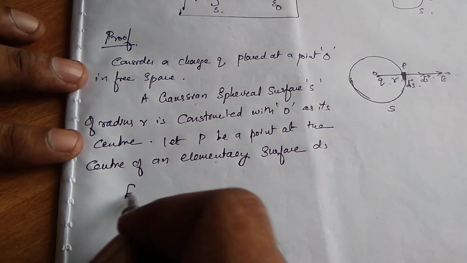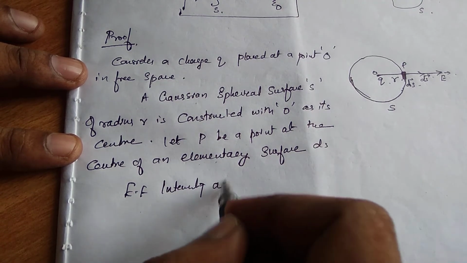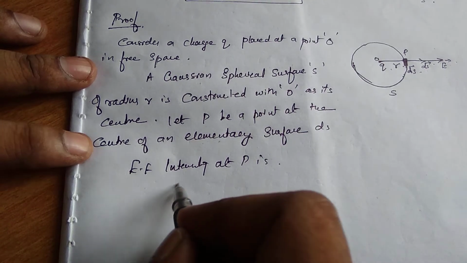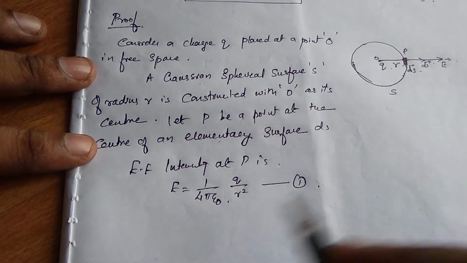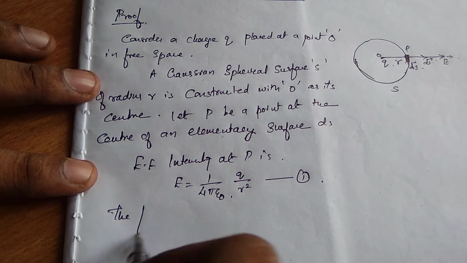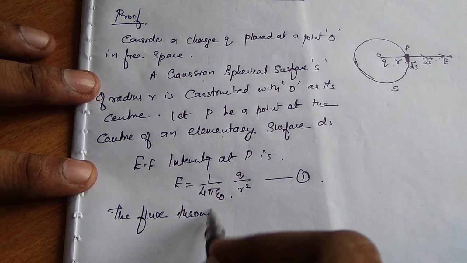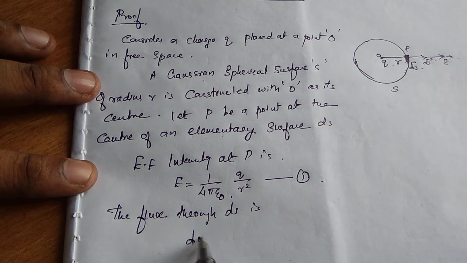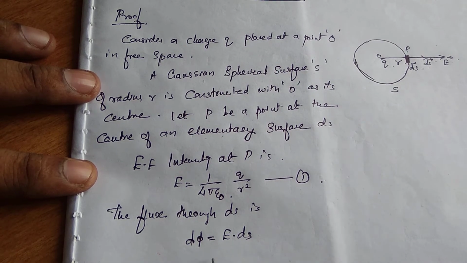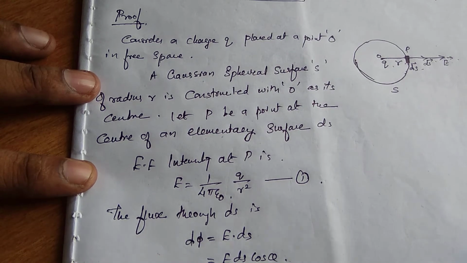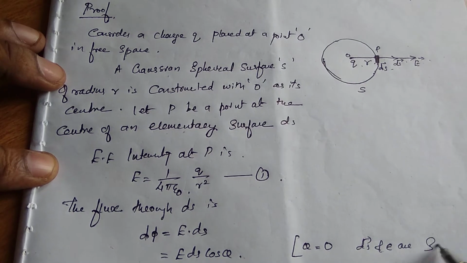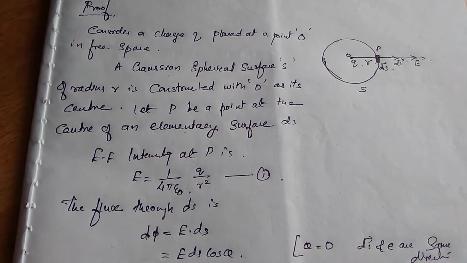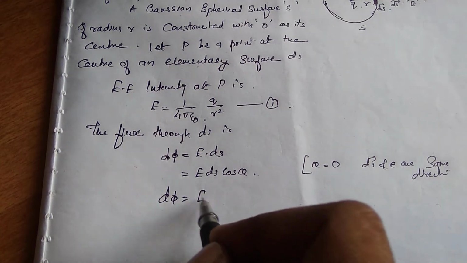Then the electric field intensity at P, we know, is E equals 1 by 4 pi epsilon 0 times Q by r square. Take this as equation number 1. Next, the flux through ds: we know that flux d phi equals E dot ds, which equals E ds cos theta. Here theta equals 0 because ds and E are in the same direction. Then d phi equals E ds.